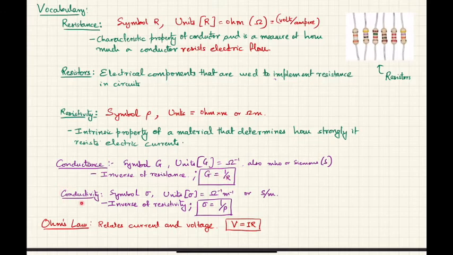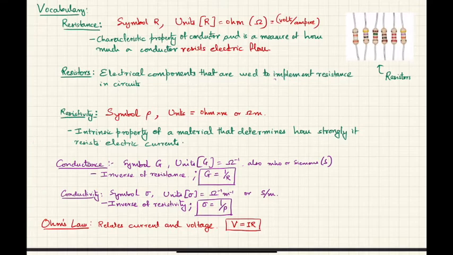And conductivity, similarly, we usually denote with the symbol sigma. It has units of inverse ohm inverse meter, or siemens per meter sometimes. And it's the inverse of resistivity, so sigma is equal to 1 over resistivity. These are just things that you need to be familiar with: if you're given conductance, you can easily calculate resistance. If you're given conductivity, you could easily calculate resistivity.